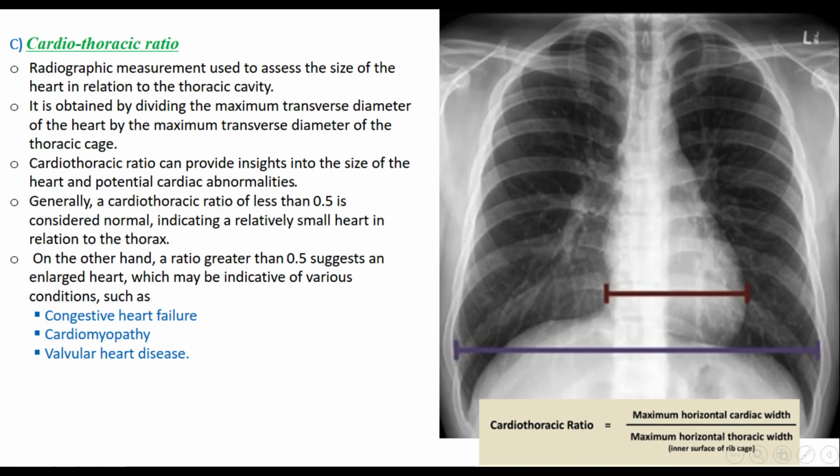Generally, a cardiothoracic ratio of less than 0.5 is considered normal, indicating a relatively small heart in relation to the thorax. On the other hand, a ratio greater than 0.5 suggests an enlarged heart, which may be indicative of various conditions, such as congestive heart failure, cardiomyopathy, valvular heart disease.